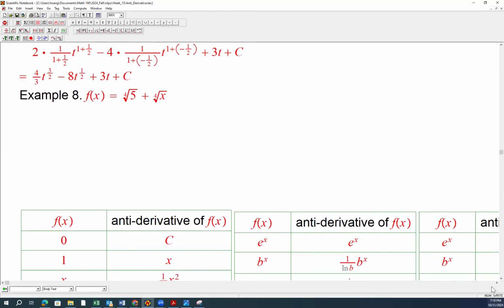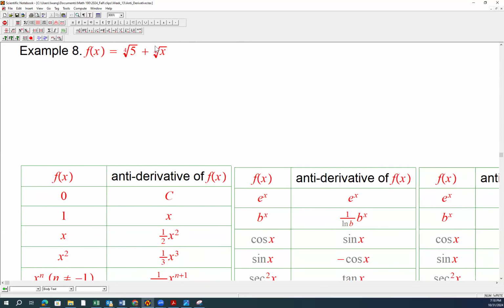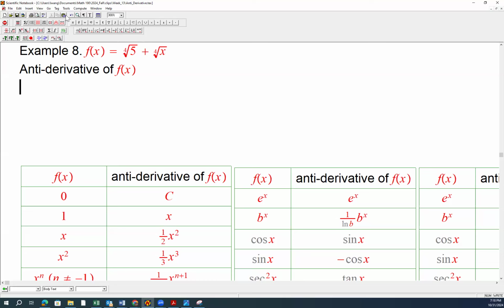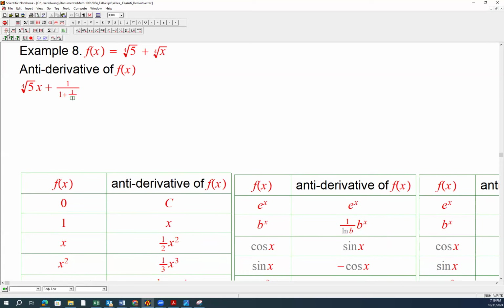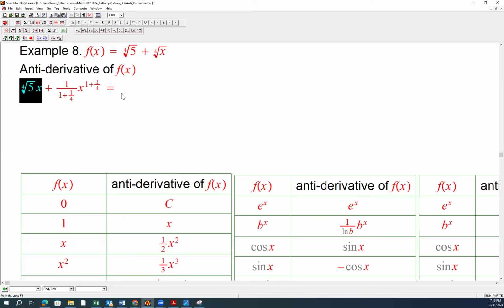We got 2 roots. Fourth root. We don't need to do any preliminary work. It's already in addition, but be careful, this number is a constant. Fourth root of 5. So the antiderivative of this lowercase f would be, this is a constant, so it's just multiplied by x. Plus x raised to the power fourth root, so you're gonna have 1 over 1 plus quarter as the power, and x raised to the power of 1 plus a quarter. Almost done, so that's one term.